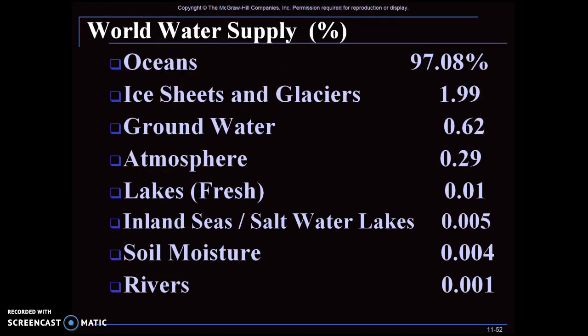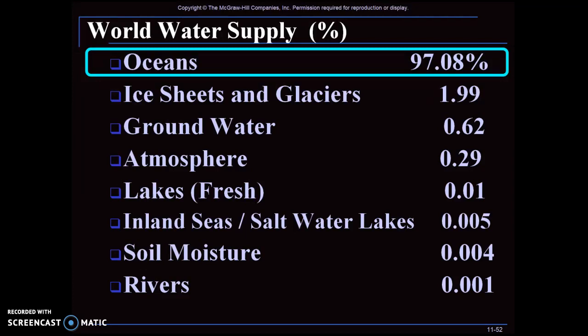So the world's water supply: most of the water comes from the oceans, which is approximately 97%, and then ice sheets, glaciers, groundwater, atmospheric water, lakes, seas, soil moisture, and rivers. You can see that the maximum is from oceans, where we all know it's mostly salt water, which you cannot consume for other human purposes.